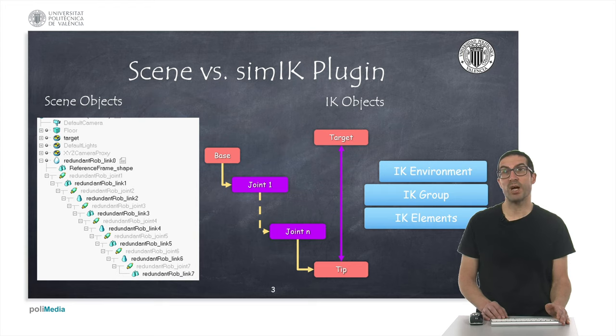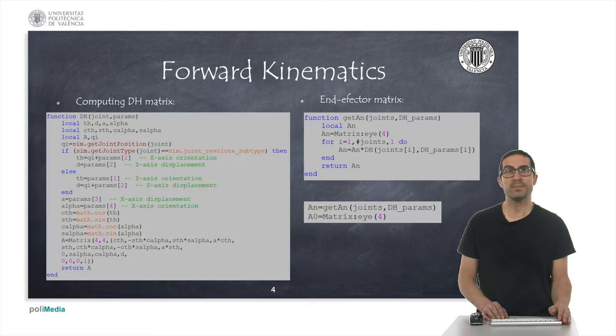The base dummy in the IK environment will be positioned for convenience at the position 0,0,0, and the tip dummy will be positioned using the forward kinematics. We will set the position of all IK joints considering the same position of the scene objects, so we will ask CoppeliaSim about these positions and orientations and create the IK joints properly in the IK environment.